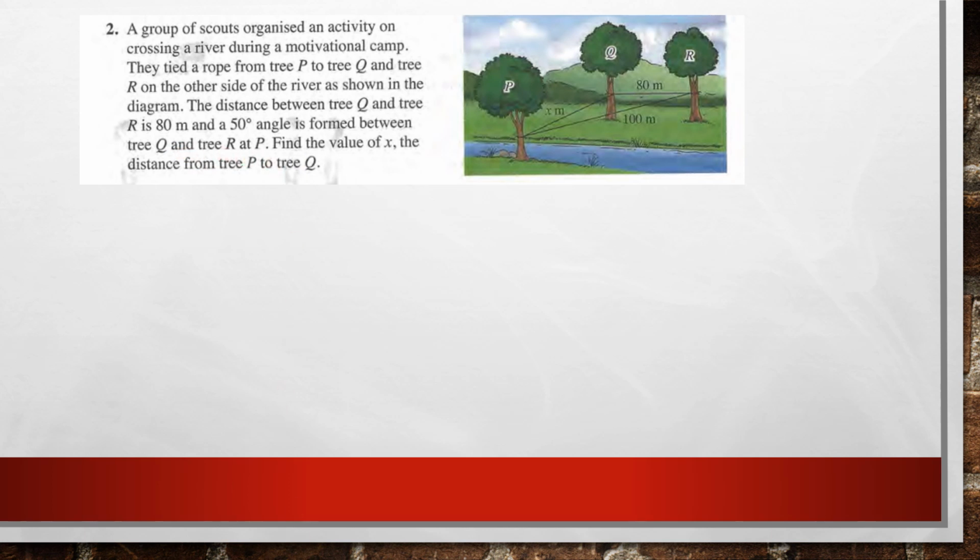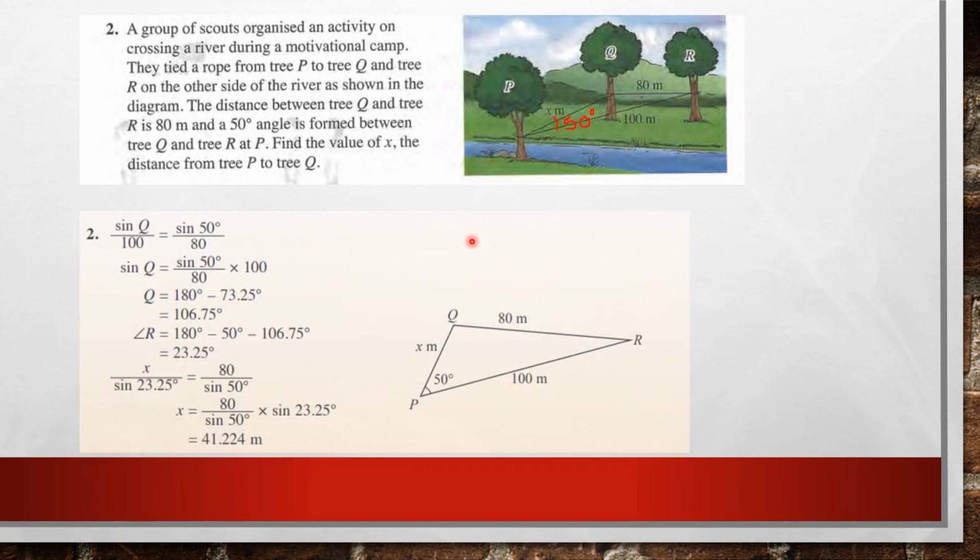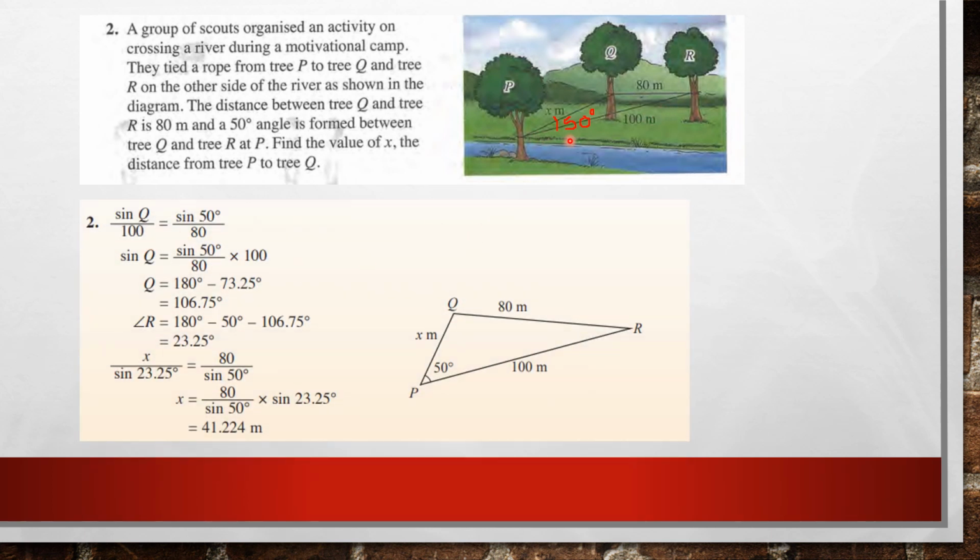That means where is the angle? The angle is at P. At means that is the angle. The angle is here. This is 50 degrees. Find the value of x and the distance from P to Q. That means they're asking what is x. This x is already given in the diagram. So now we look at the solution. So you know this angle 50 here at P, and you know the opposite line is 80.